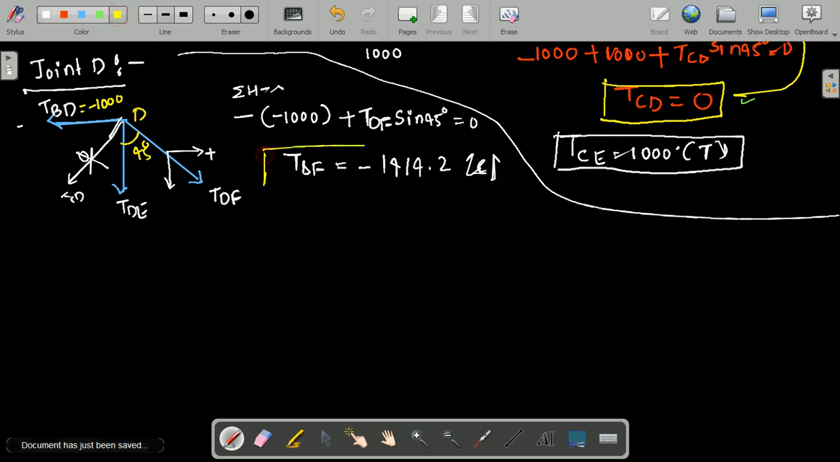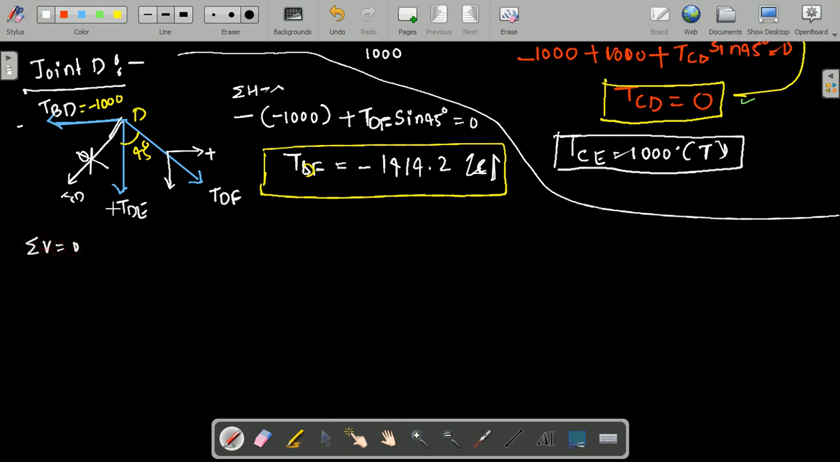So now TDF I have calculated. So what is this TDF? Similarly, I need to apply summation of vertical force is equal to 0. Vertical force means TDE coming downward, therefore it is a negative TDE, and again minus, this is also coming downward, minus TDF cos 45, this is equal to 0.